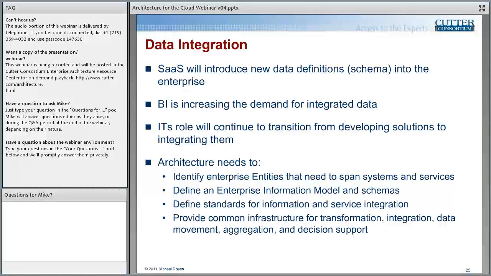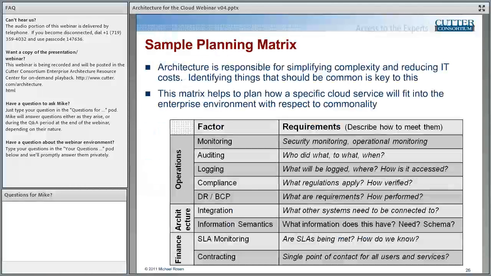And so in terms of the data, as architects, we need to identify the specific enterprise entities that have to span the systems and services, define them in terms of an enterprise information model and their schemas, and have standards for information and service integration. We also need some common infrastructure for transformation, integration, data movement, aggregation, and decision support that accommodates the kind of data integration we've done in the past, and the new integration requirements that cloud computing is going to impose on us.